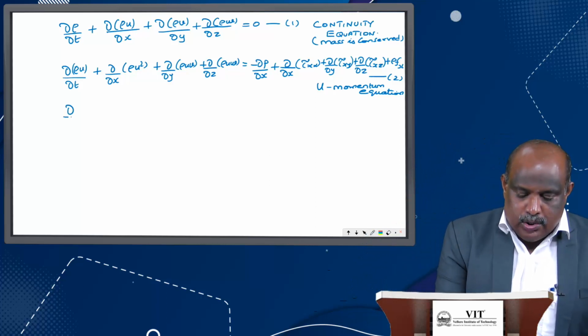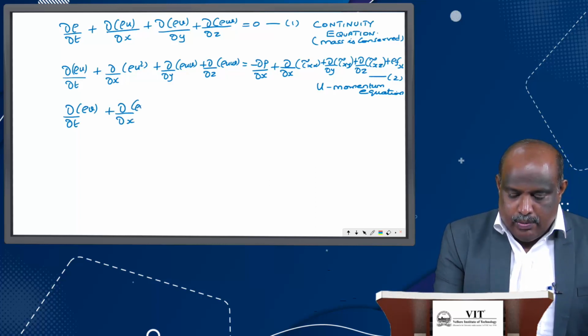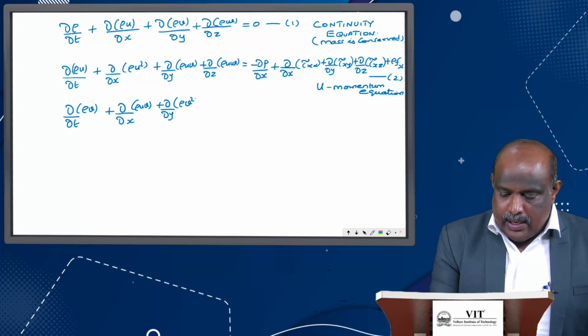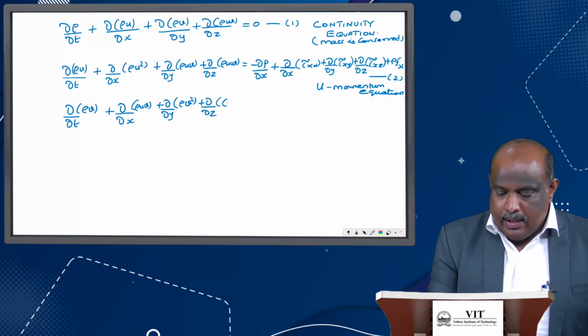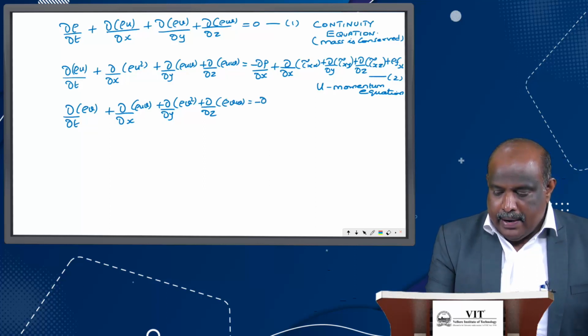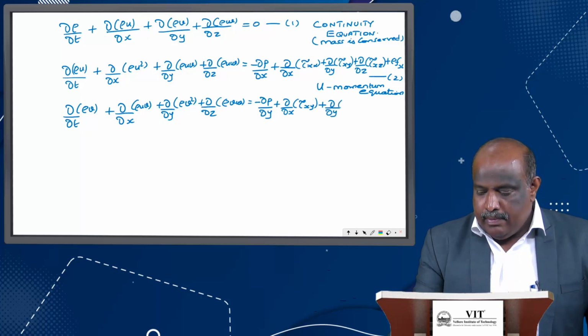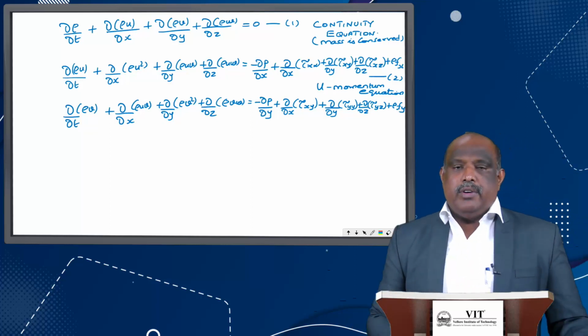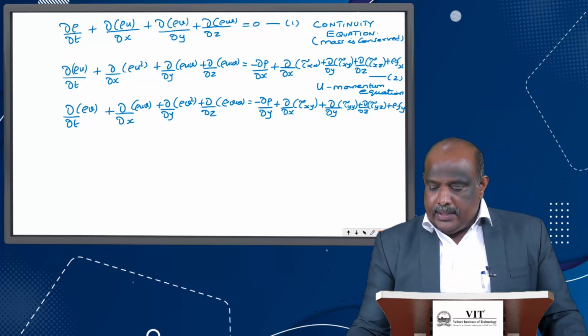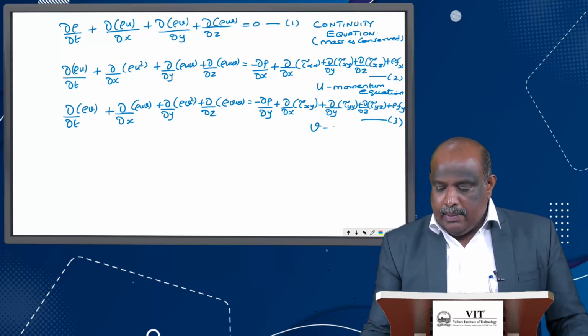Similarly, coming to the v momentum equation, it is dou by dou t of rho v plus dou by dou x of rho u v plus dou by dou y of rho v squared plus dou by dou z of rho v w is equal to minus dou p by dou y plus dou by dou x of tau xy plus dou by dou y of tau yy plus dou by dou z of tau yz plus rho into Fy, where rho into Fy is the body force along the y direction. This equation number 3 is known as the v momentum equation.